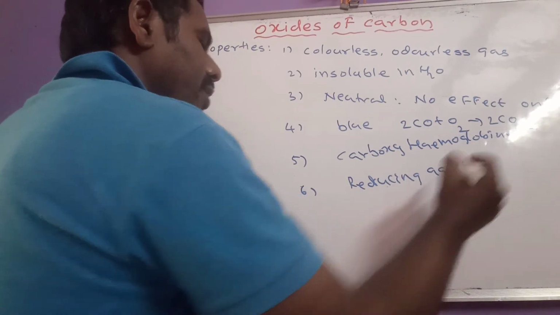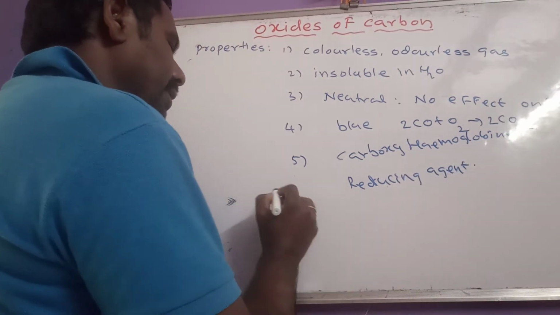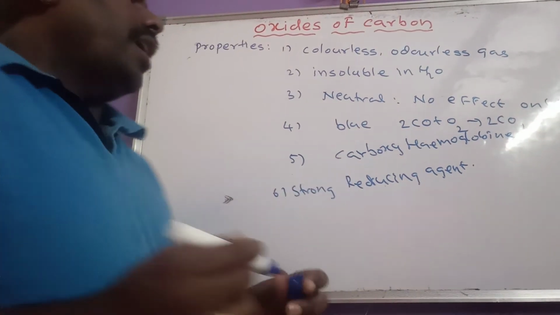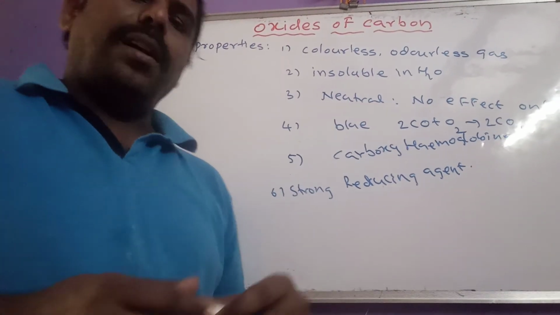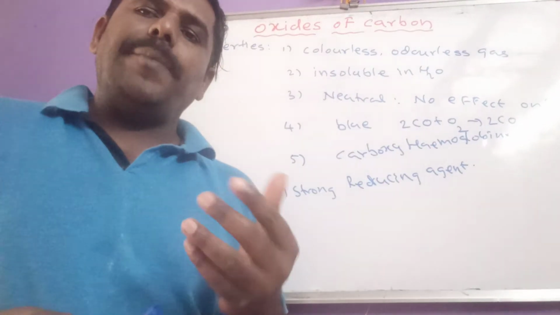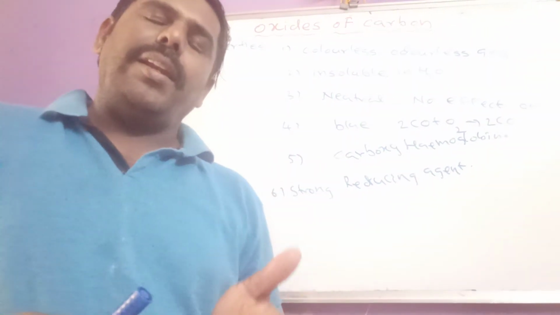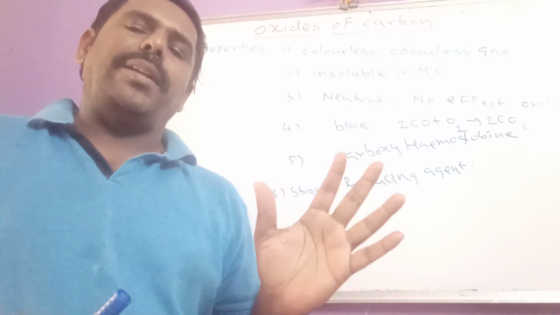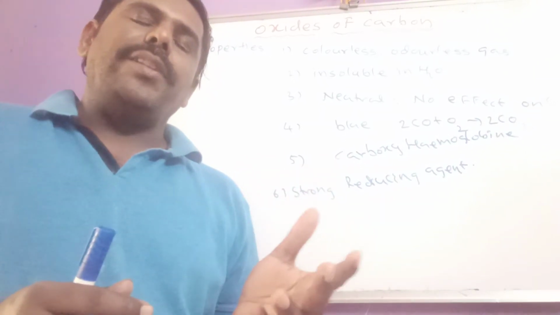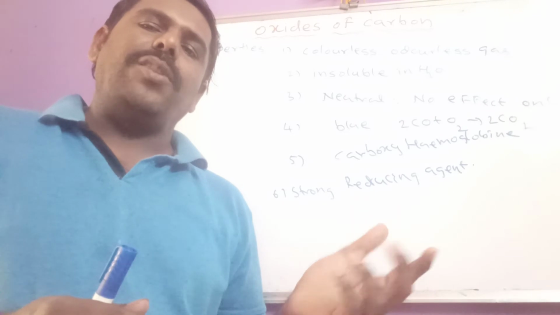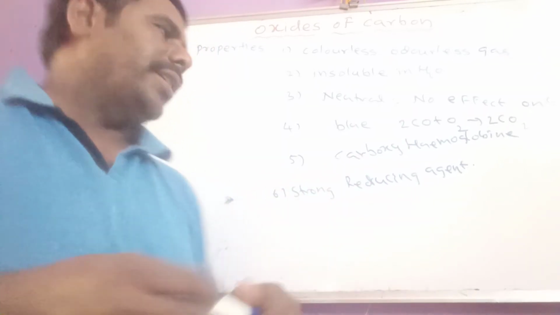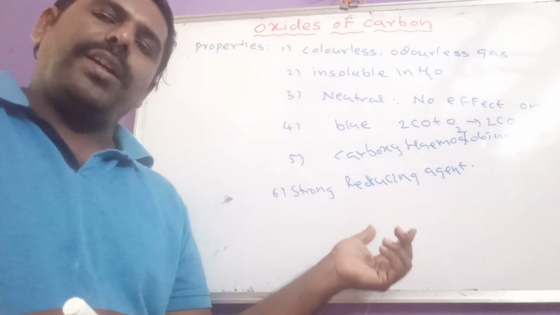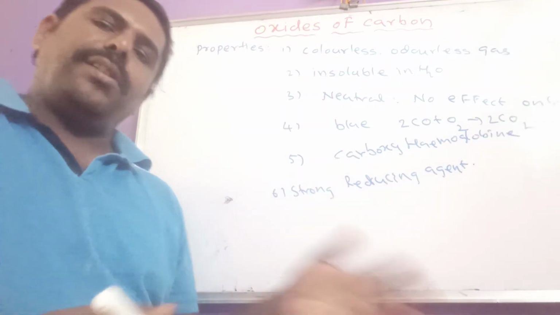And another one here, carbon monoxide acts as a strong reducing agent. It is used for the reduction of almost all metal oxides except those of alkali and alkaline earth metals, aluminum, and some transition metals. Except these, it is used as a reducing agent for the remaining metal oxides. So for this reason it is used extensively in metallurgy for the extraction of metals.